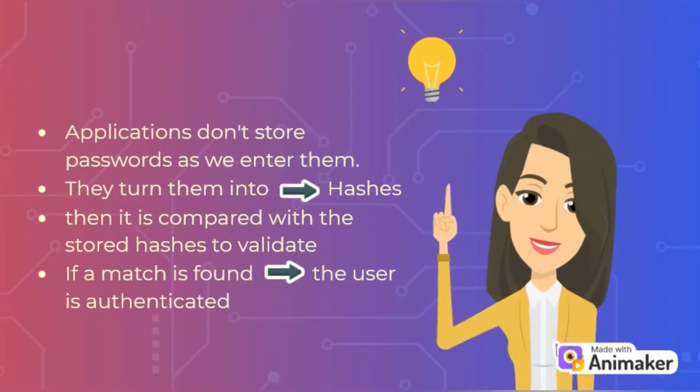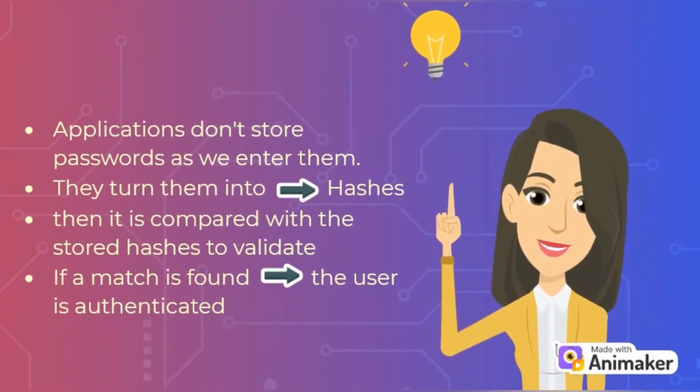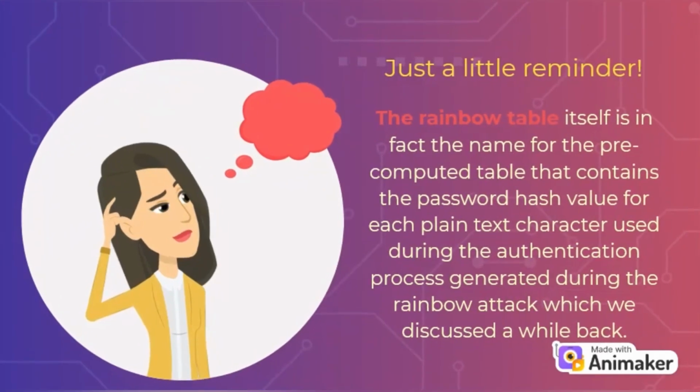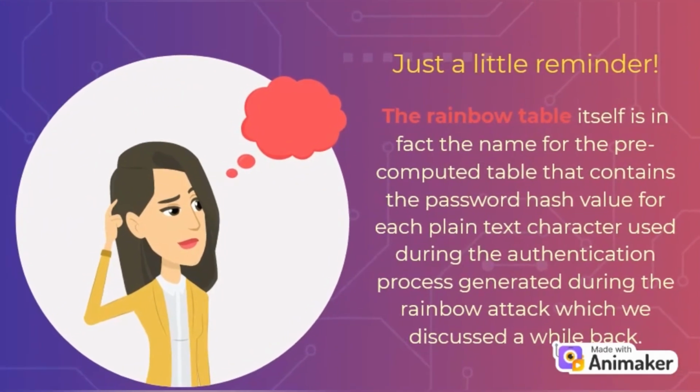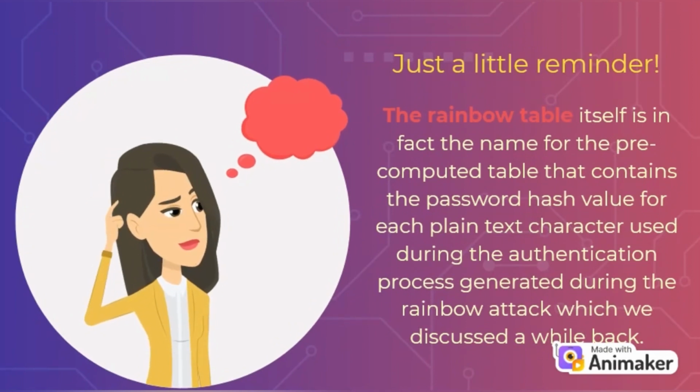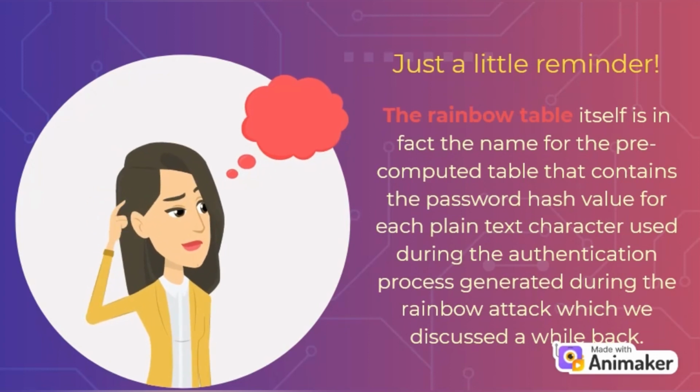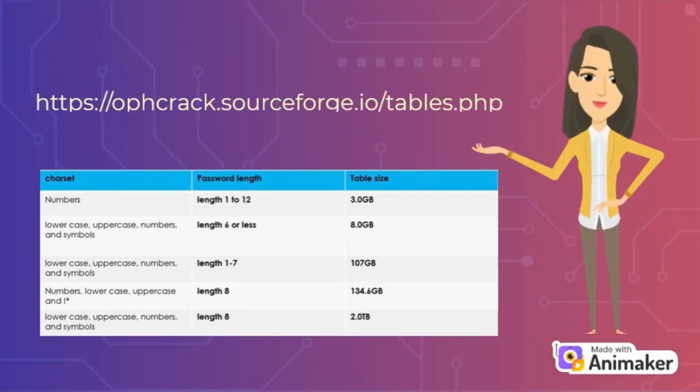An interesting point to remember is that applications don't store passwords as we enter them. Instead, they encrypt them or hash them. Basically, as soon as you type in your password, it gets converted into hashes, and then it is compared with the stored hashes to validate. If a corresponding match is found, the user is authenticated and able to log in. The rainbow table itself is in fact the name for the pre-computed table that contains the password hash value for each plain text character used during the authentication process, generated during the rainbow attack, which we discussed a while back.